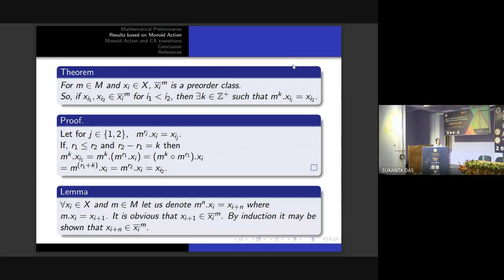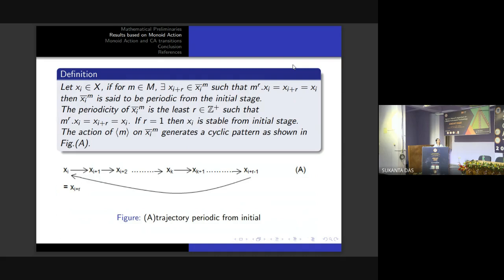Now we have a lemma. If m is belonging to M, then m to the power n xi we define as x_{i+n}, the nth term of the iteration. So obviously m xi will be denoted by x_{i+1}, m square xi will be x_{i+2}, and so on. M to the power n will be x_{i+n}. So like this, if we have a path, suppose we start from xi, and then x_{i+1}, x_{i+2}, up to the x_{i+r-1}th term, and then if the rth term comes back to this xi, so this is a periodic path and the periodicity is r.